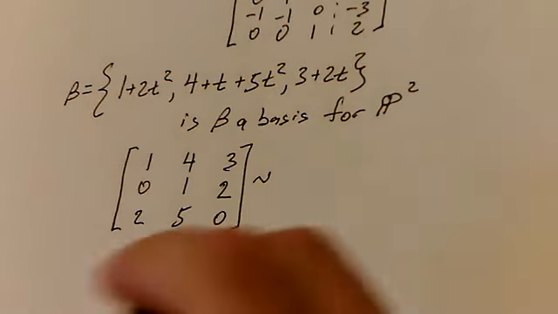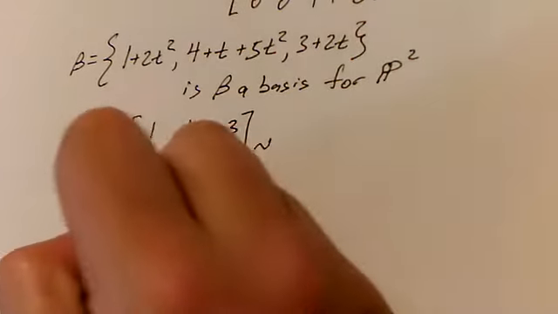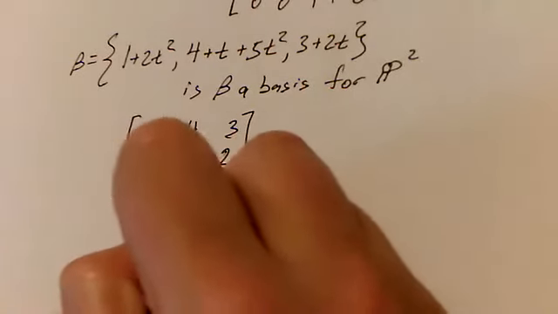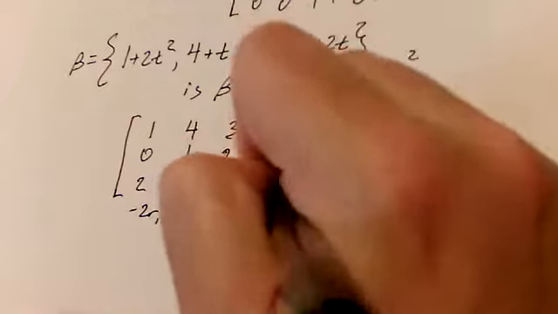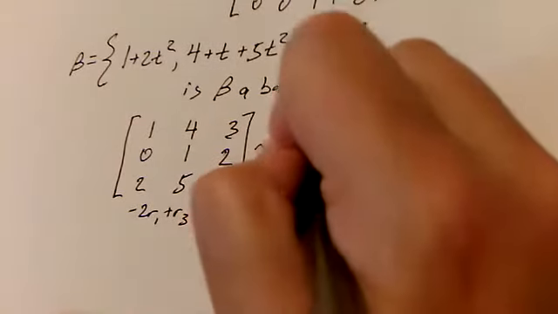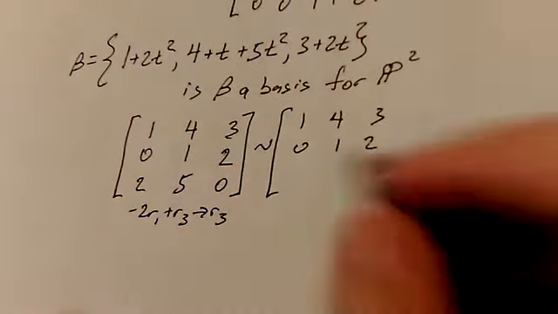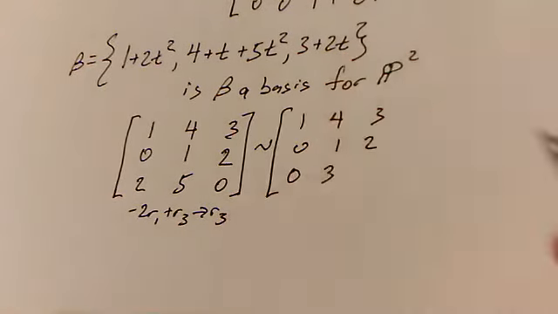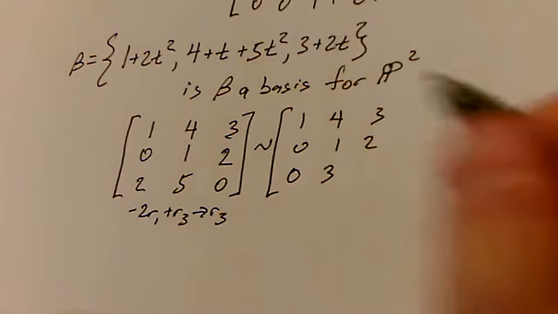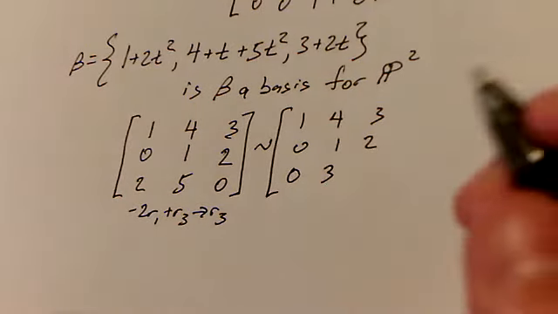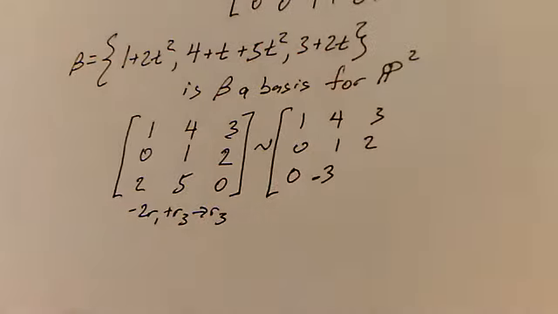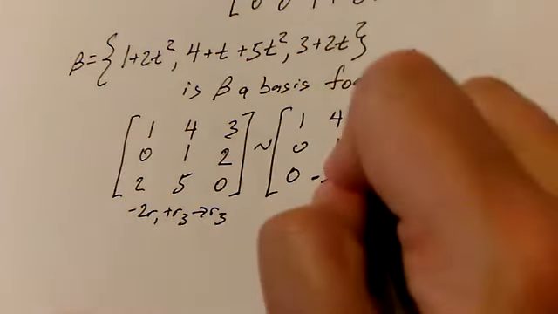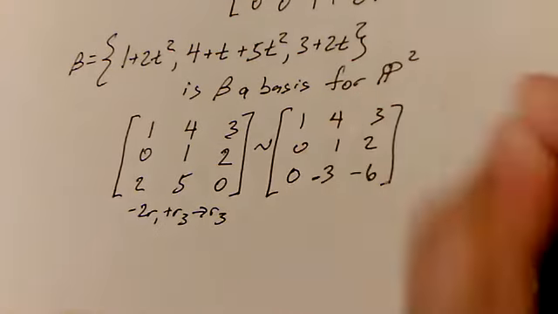Let's do a couple of row operations just to refresh our memory in case it's been a while. I'm going to do -2 row 1 plus row 3 to replace row 3. So row 1 is unchanged. Row 2 is unchanged. My new row 3 is going to be 0. -2 times 4 makes -8. -8 plus 5 is going to make -3. And then -2 times 3 is -6. -6 plus 0 is -6.